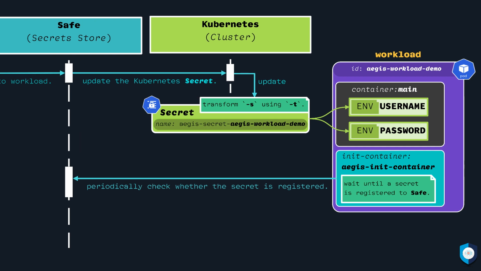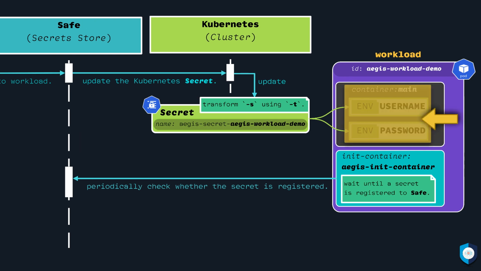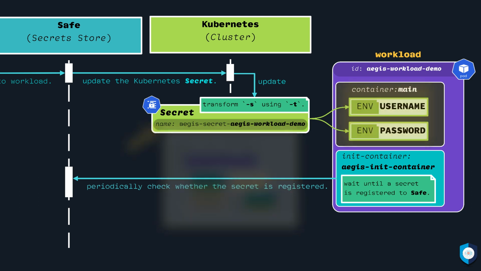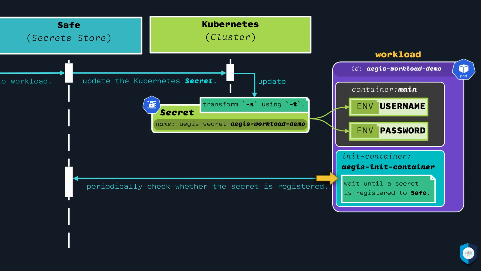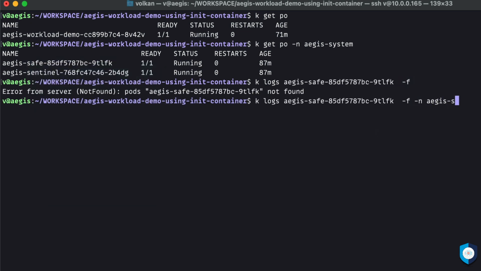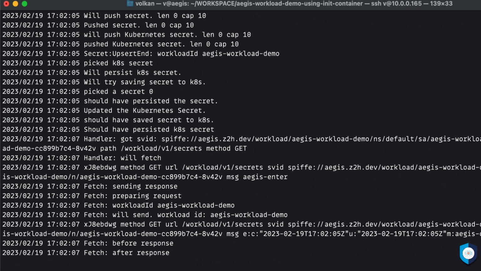The main container in our workload has defined environment variables in its deployment manifest that point to these values associated with these keys on this secret that will eventually be populated. In addition, this Aegis init container, which is an init container in our pod, periodically checks Aegis Safe to make sure that a secret is registered to this workload before letting the main container initialize and start. And that's how everything is tied together. Before I forget, you can check the logs of Aegis Safe to have a glimpse of what's going on behind the scenes and maybe debug things when things don't work as expected.